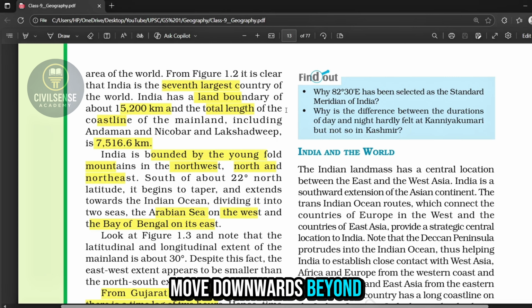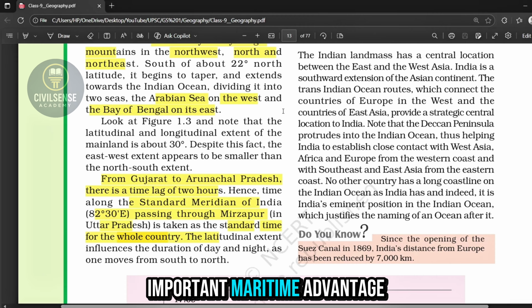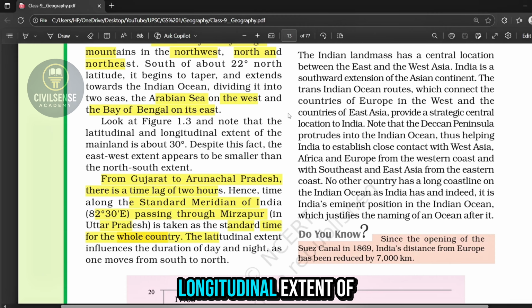In the north, northwest and northeast, India is surrounded by young fold mountains like the Himalayas, and as we move downwards beyond 22 degree north latitude, the land tapers down towards the Indian Ocean. Notice something, the Indian Peninsula divides the ocean into two parts, that is the Arabian Sea on the west and Bay of Bengal on the east. That's why India is said to have a unique triangular shape, giving it an important maritime advantage. The latitudinal and longitudinal extent of India is about 30 degrees, but visually the north to south distance looks longer than the east to west one.